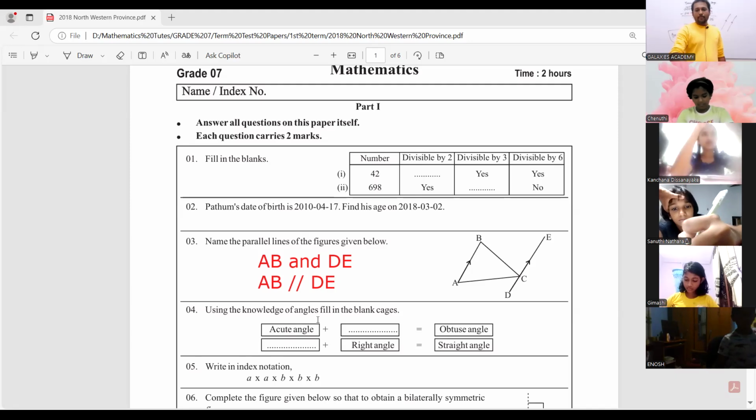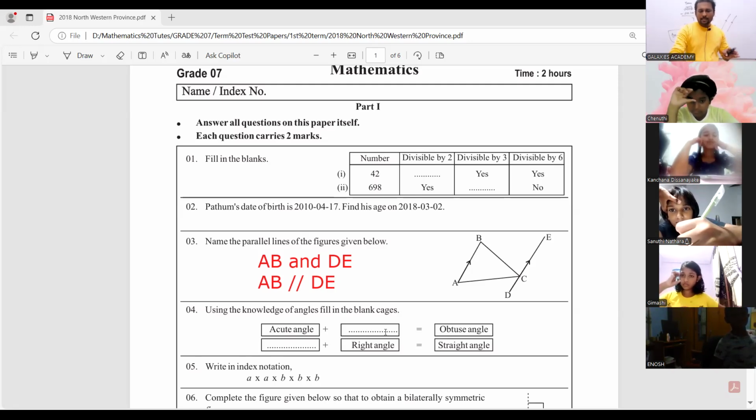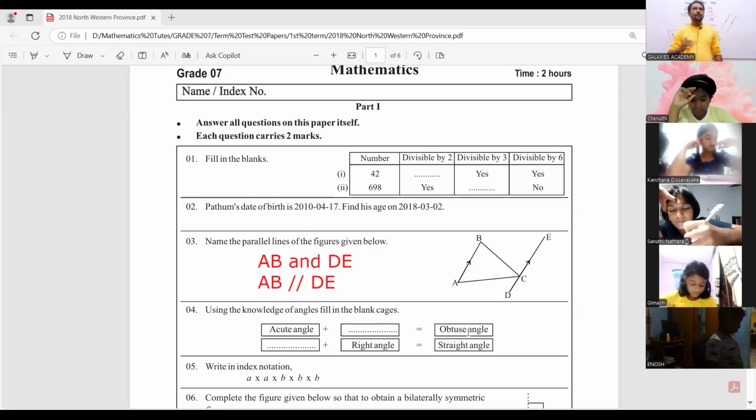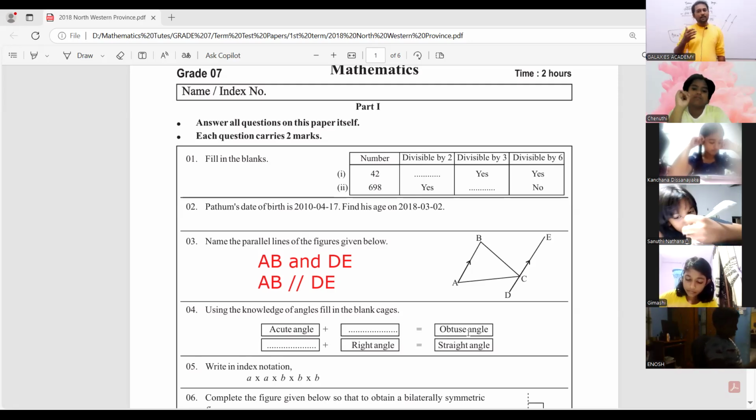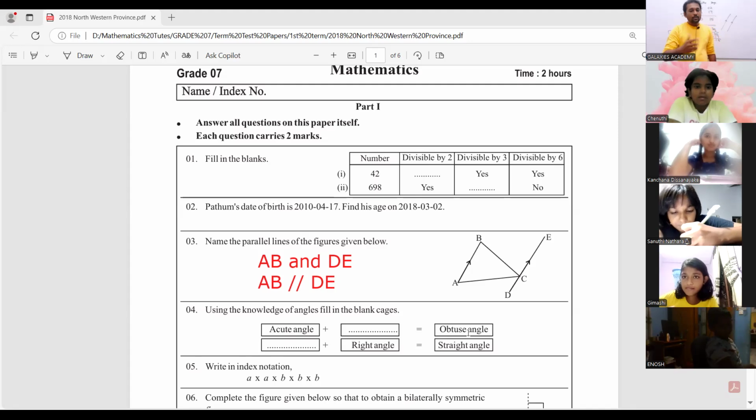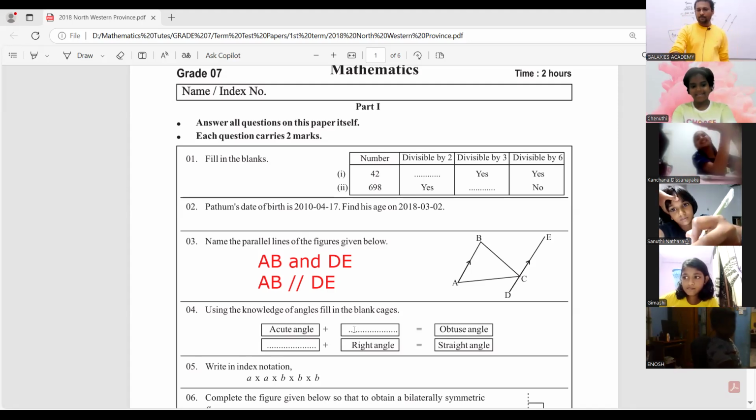Using the knowledge of angles, fill in the blank cages. Acute angle plus blank equals obtuse angle. Obtuse angle means greater than 90 degrees, no? And also less than 180 degrees, no? So which angle is suitable here? Right angle. Right angle, no?